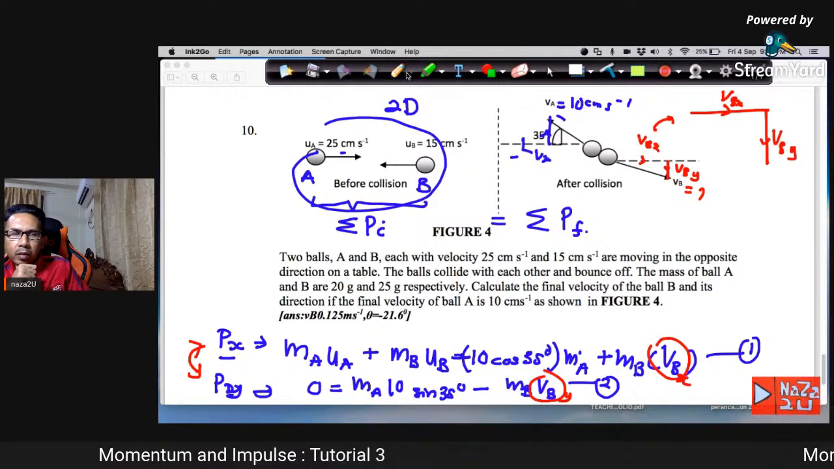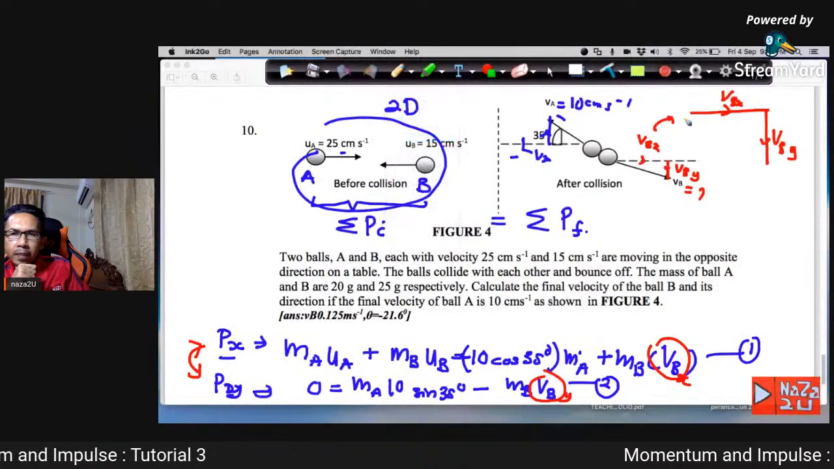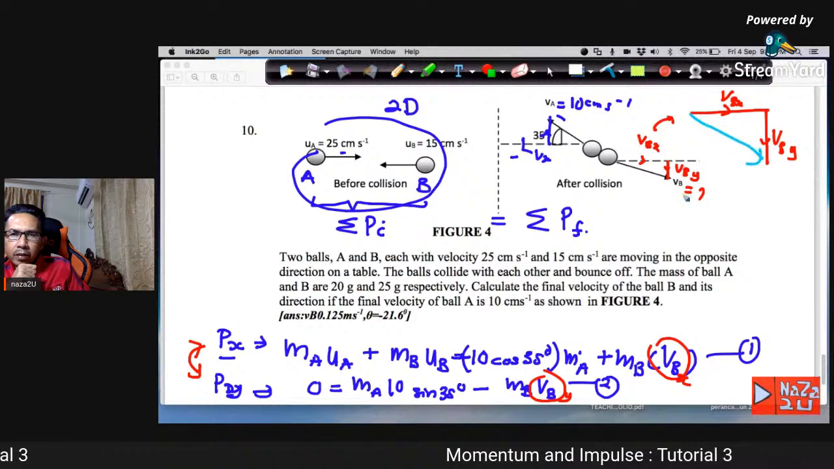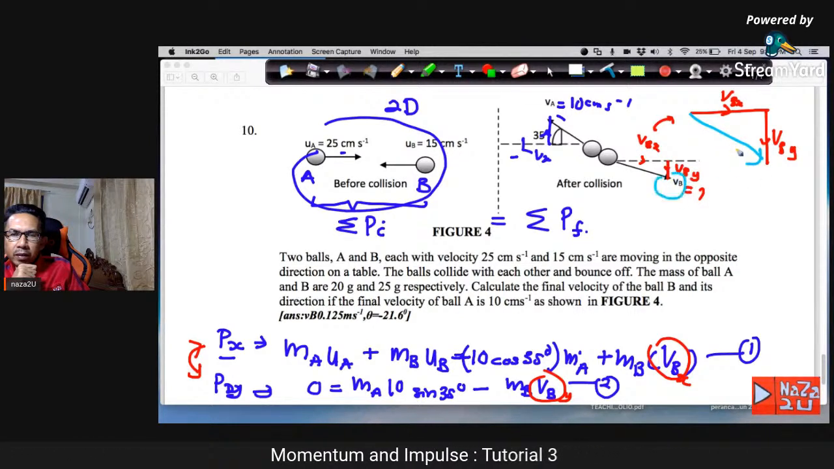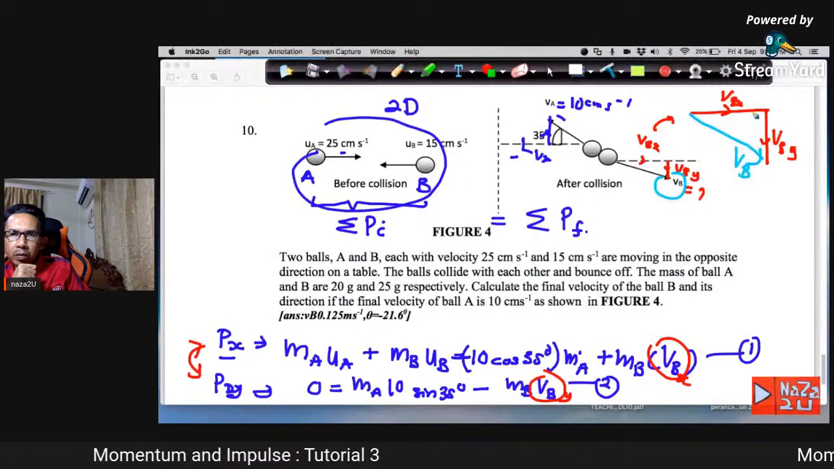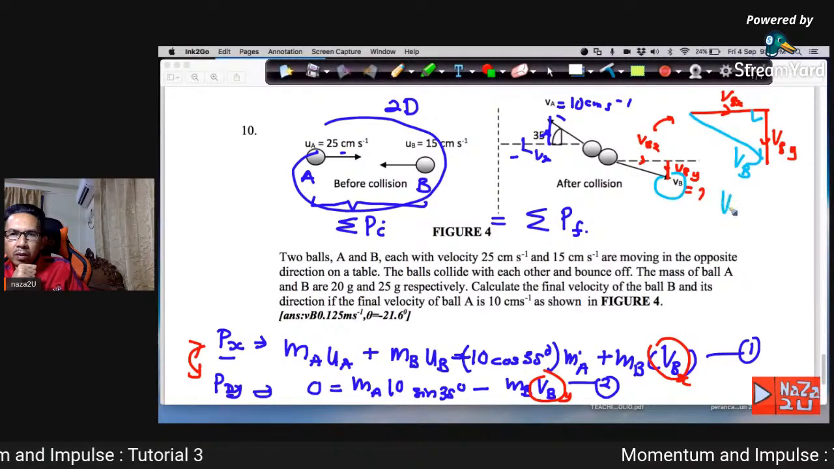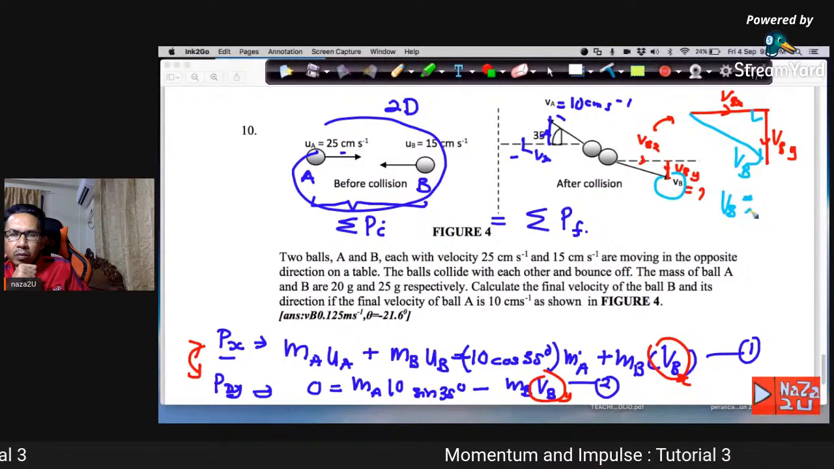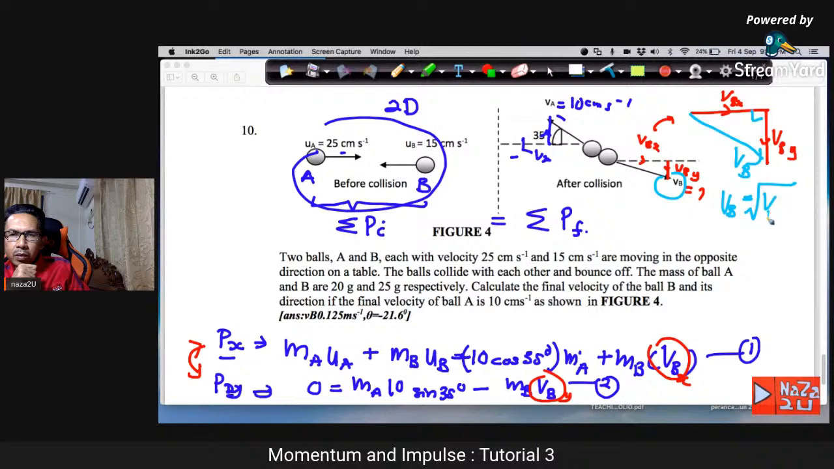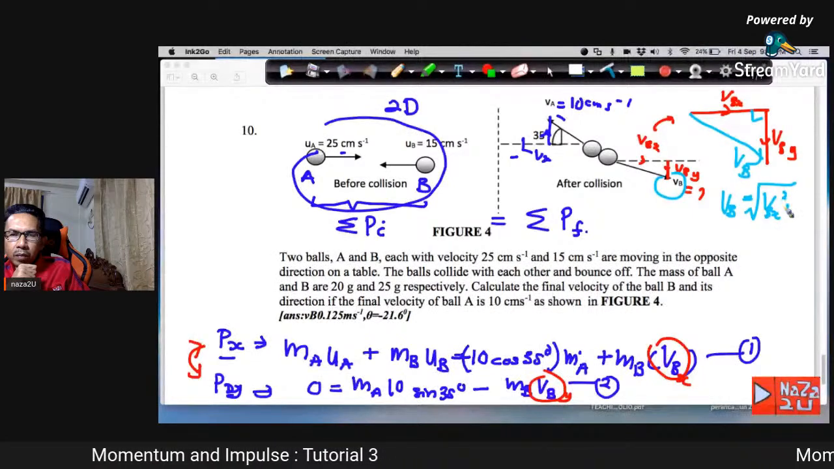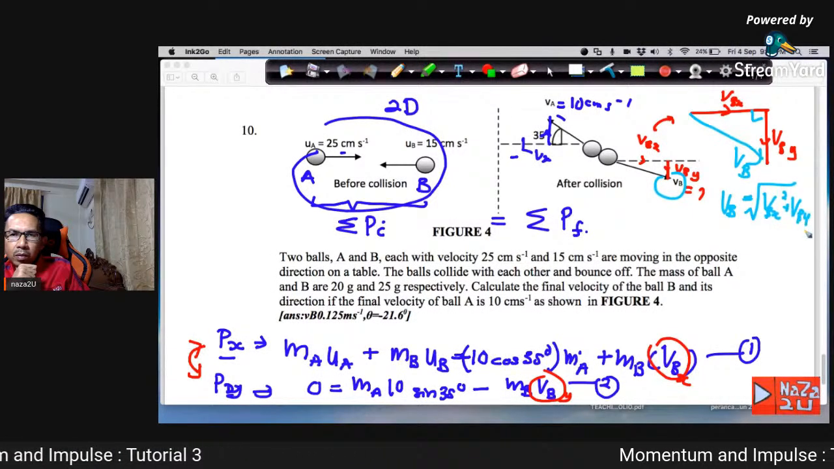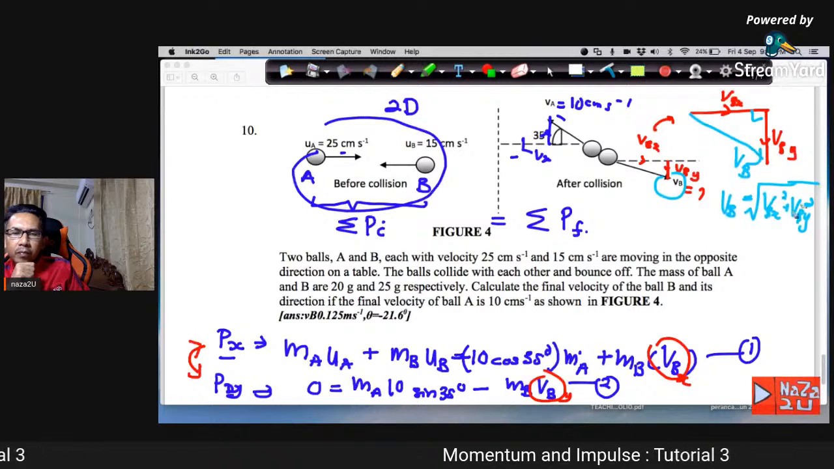So yang kita nak cari ni adalah VB ni, okay, VB. So kita boleh guna Pythagoras lah. So maksudnya sini VB is equal to VBX square plus VBY square. Itu maksud dia lah. Okay.